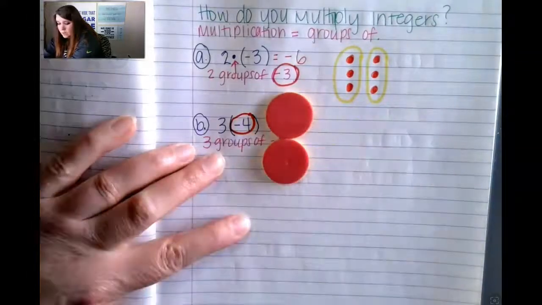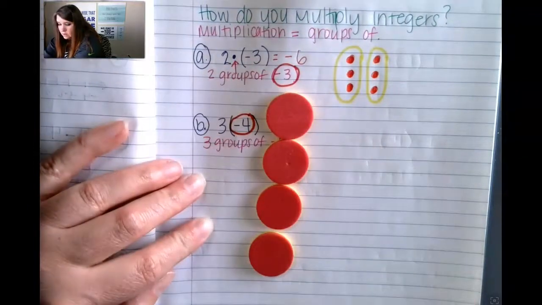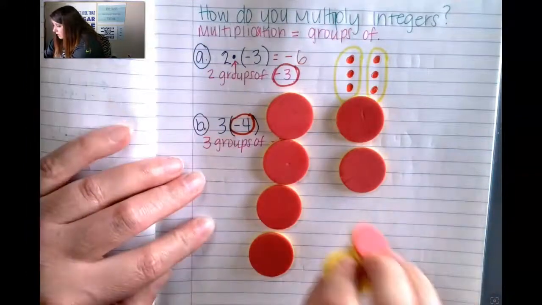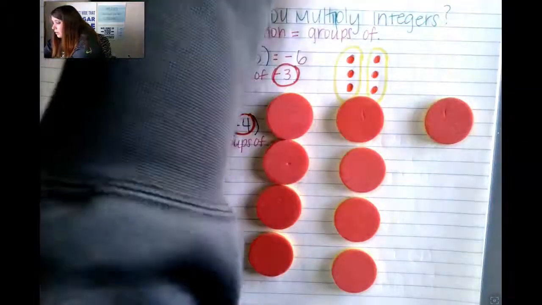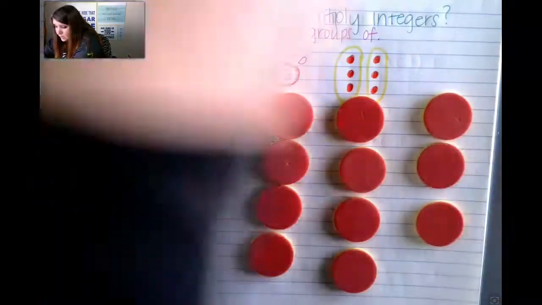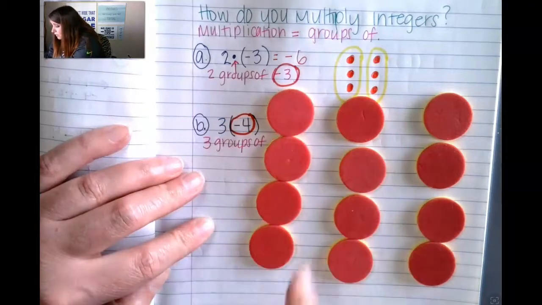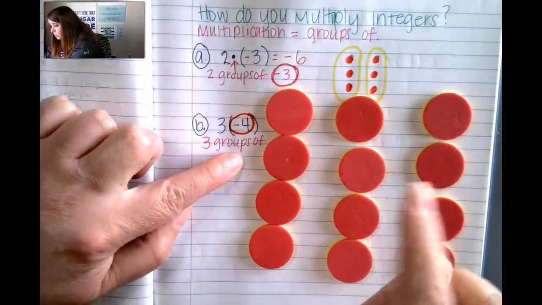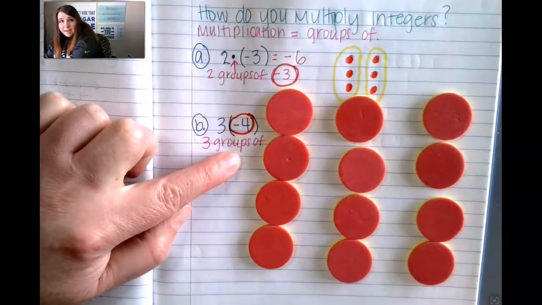Okay, so here's one group of negative 4. Here's another group of negative 4. That's 2 groups. And a third group of negative 4. So I have 1 group, 2 groups, 3 groups of negative 4 for a total of 3, 6, 9, 12, or negative 12.